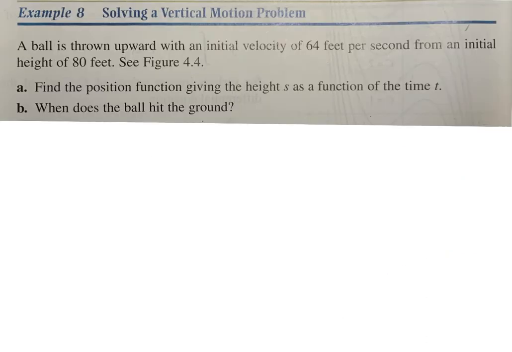All right. A ball is thrown upward with an initial velocity of 64 feet per second from an initial height of 80 feet. Find the position function giving the height s as a function of the time t. When does the ball hit the ground? So my initial height is 80. My initial velocity is 64.